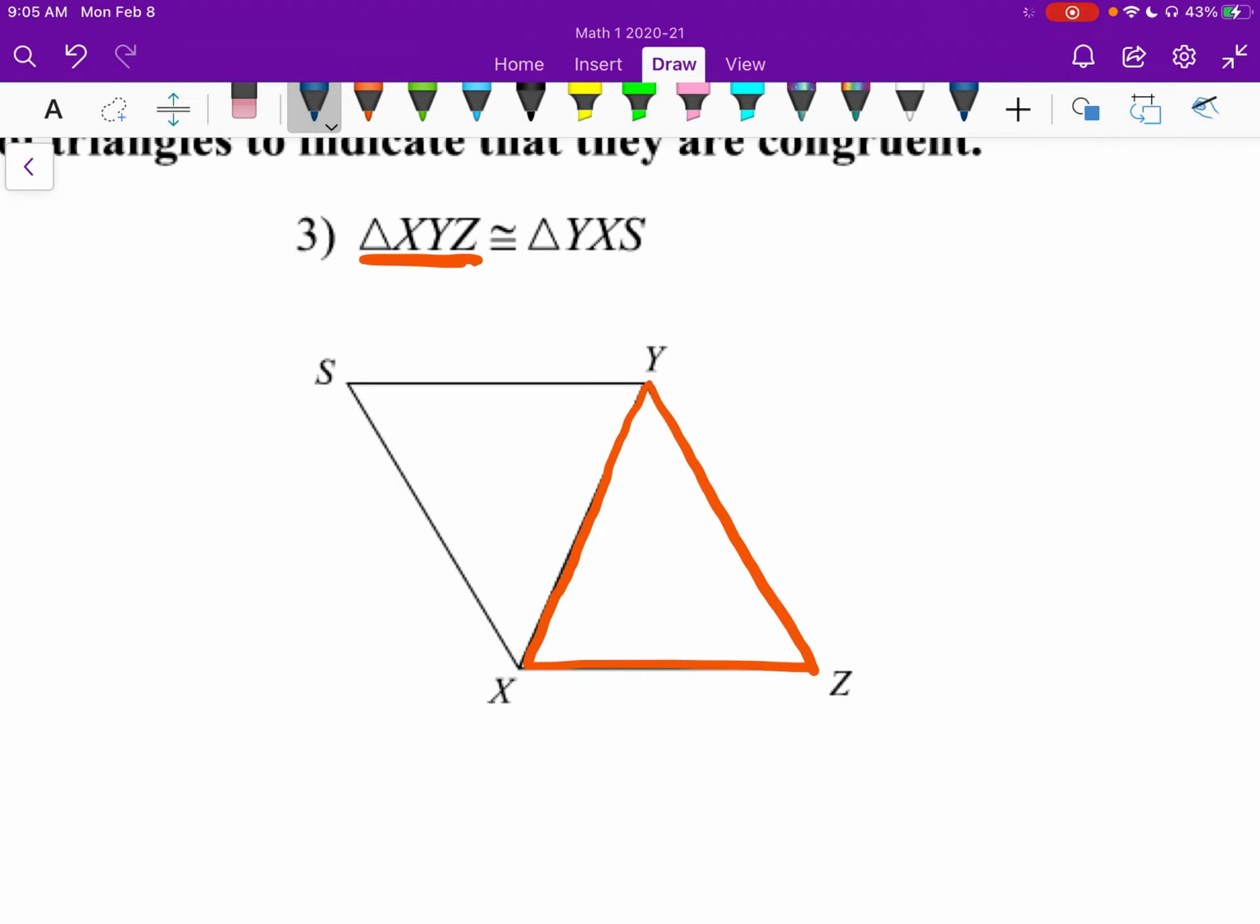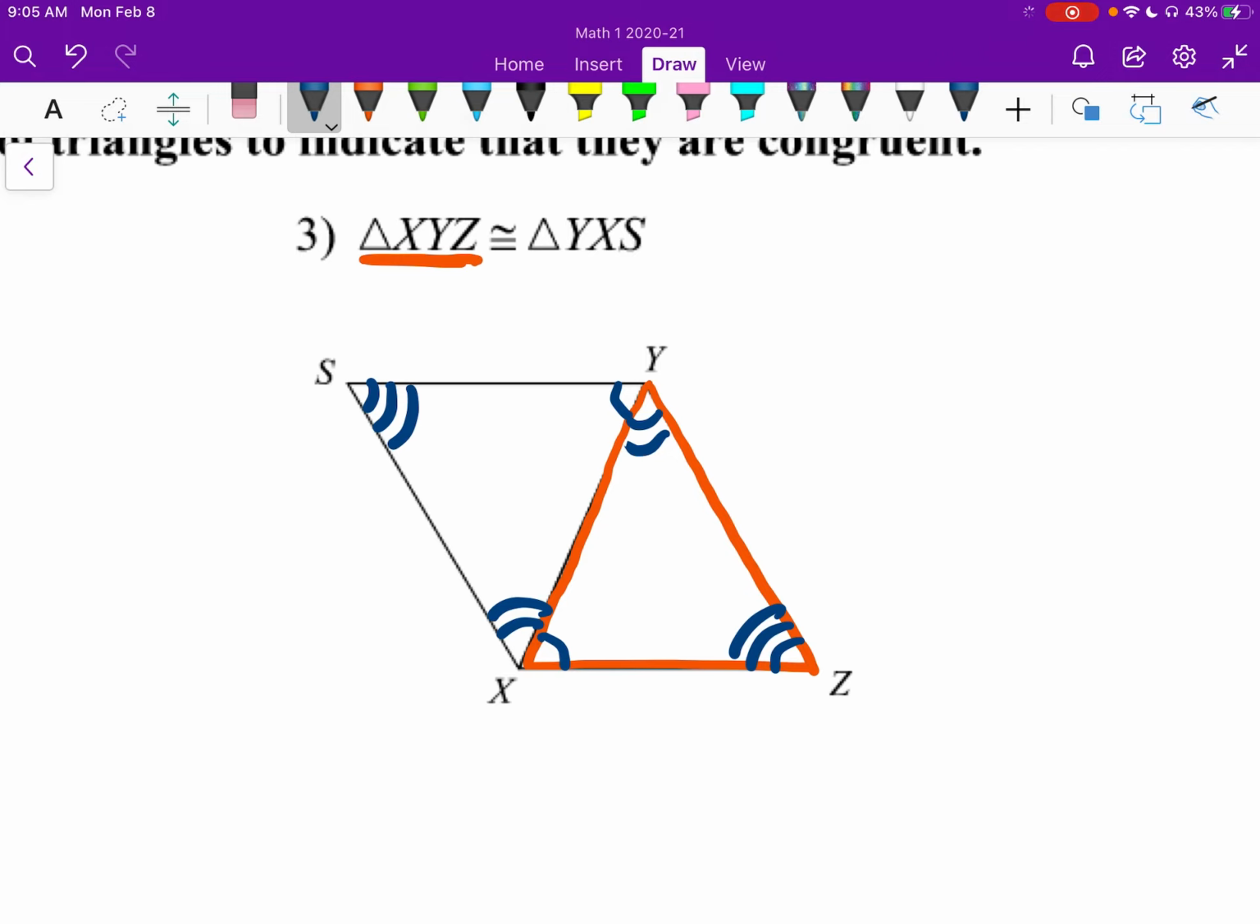X from the orange one, so I'll put a little swoop on the X in the orange one, and Y from the plain one. Right, so that takes care of my first angles. Next up we have Y from the orange one, so double swoop here, and X from the plain one. Lastly, we have Z and S, which are easy to see. Now let's do the sides.